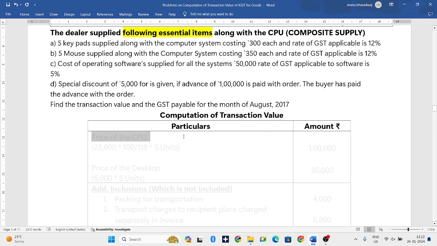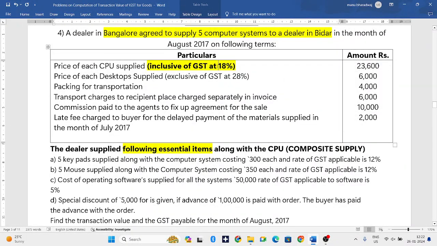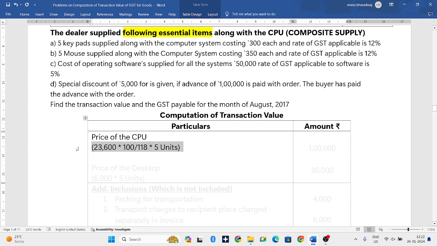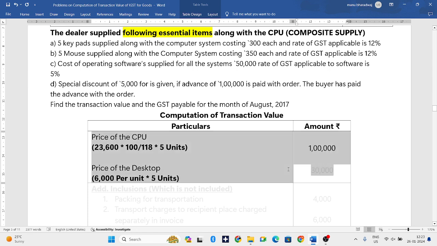First you have to find out the transaction value. First, the price of the CPU. The price of the CPU is 23,600 inclusive of 18% GST. We need the value after removing the GST. So 23,600 into 100 divided by 118, into 5 units. Total 5 units are being sold. The answer will be 1 lakh. Next, price of each desktop. The price of a desktop is 6,000 rupees per unit, into 5 units sold. So the total value will be 30,000 rupees.